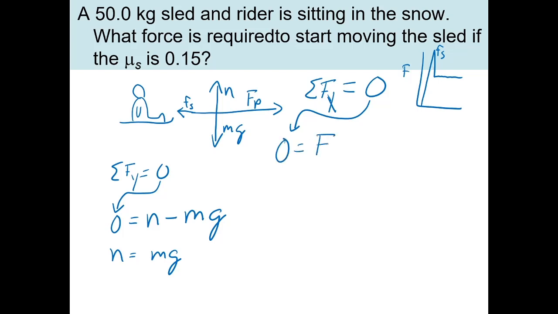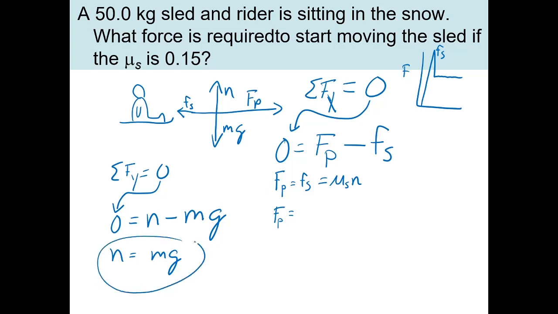So 0 equals force of pull, because that's in the positive x direction, minus the static friction, which is in the negative direction. So let's move the force of the pull, because that's what we're interested in. It's friction static. Now friction static is mu s times the normal. Friction is always mu times the normal. But we said over here, hey, normal is equal to mg. So mu s times mg is the force of the pull.